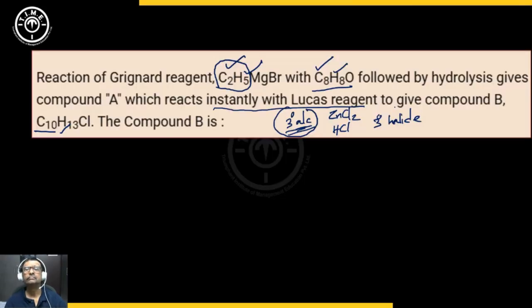Look at how many carbons are there. 8 carbons are there. Hydrogens: 3, 4, 5, 6, 7, 8. Yes. So, C8H8O it is. Clear? So, we have tracked. We have got C8H8O. Clear? So, the compound B is option C. I hope this is clear. We'll move on to the next question then.